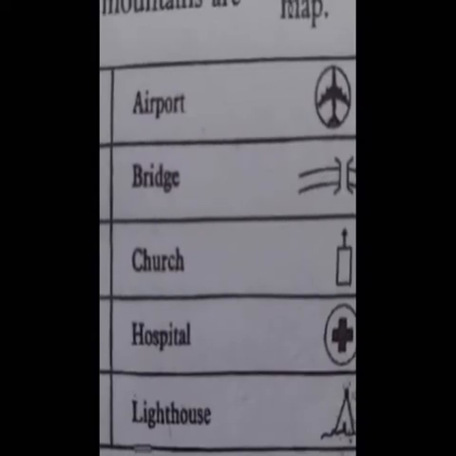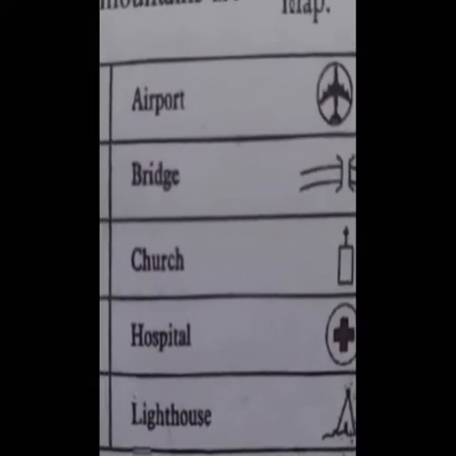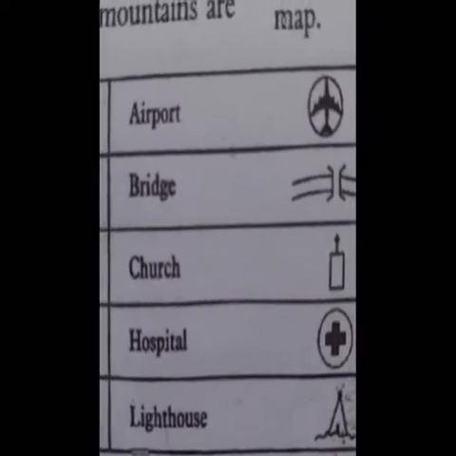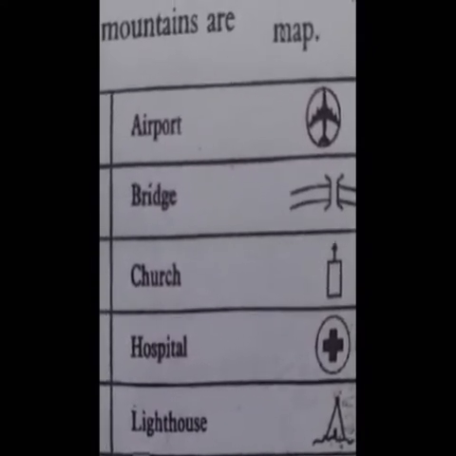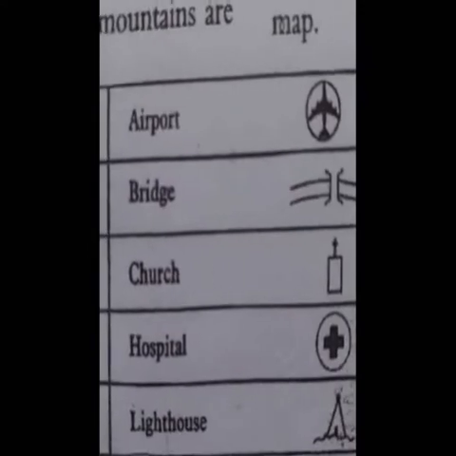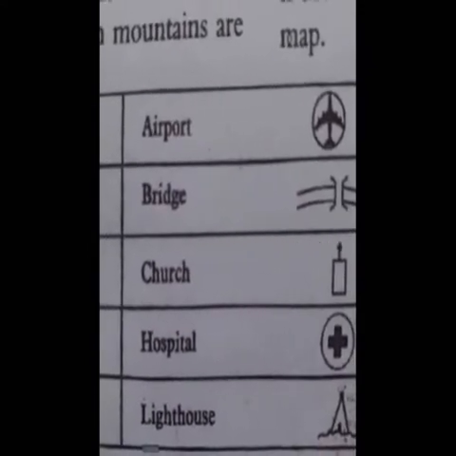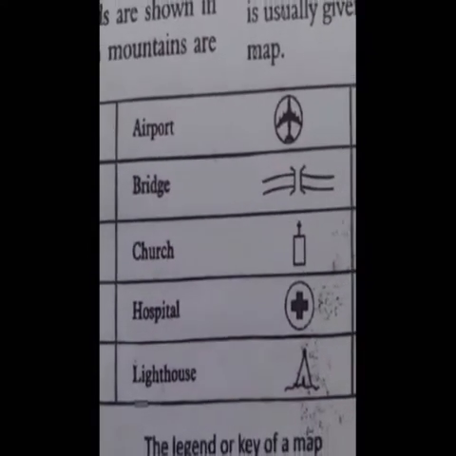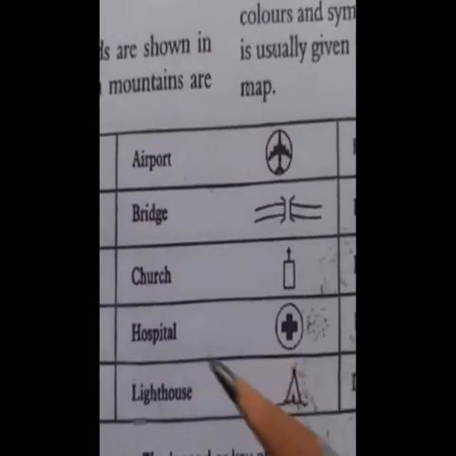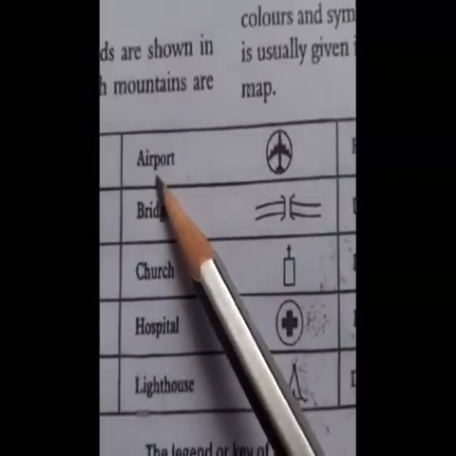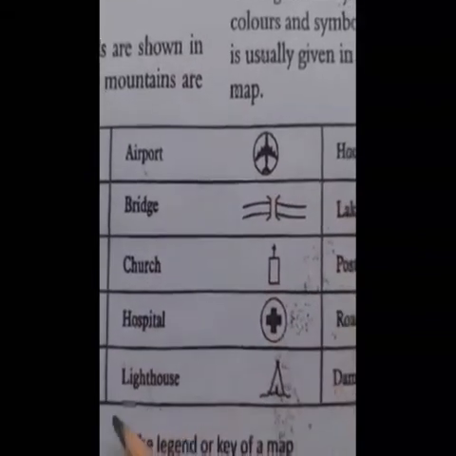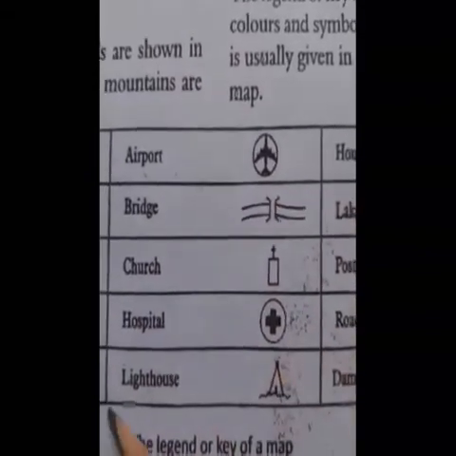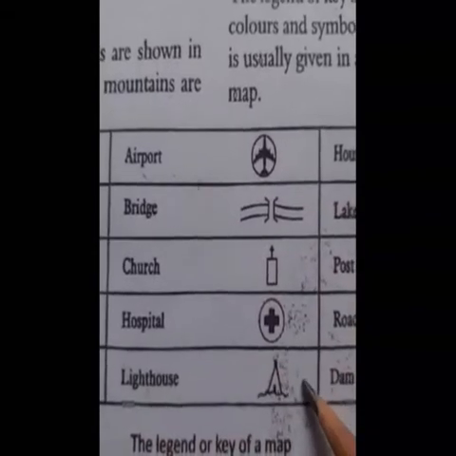Now next one is legend or key. The legend or key of a map explains what the colors and symbols used on it represent. It is usually given in a box at the corner of the map. As you can see in the picture, airports are shown like this, church like this, hospital like this, and lighthouse like this.